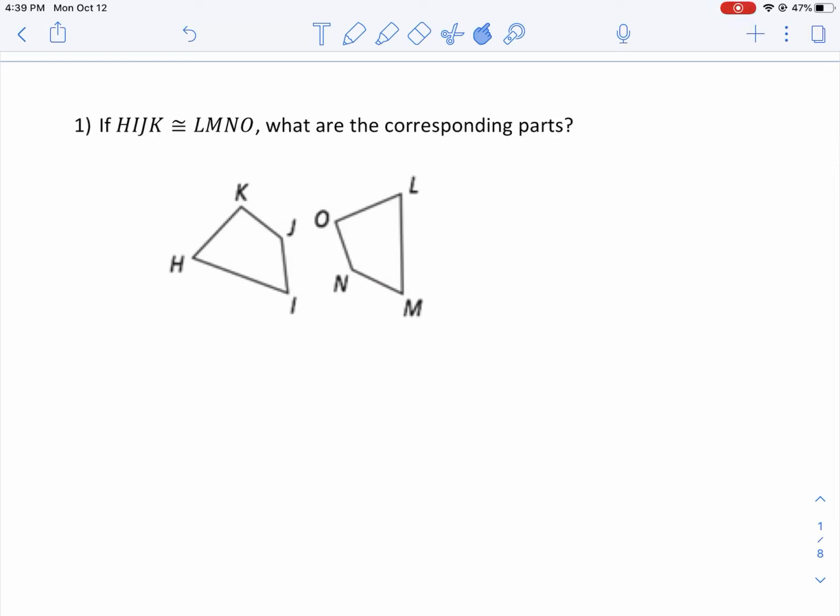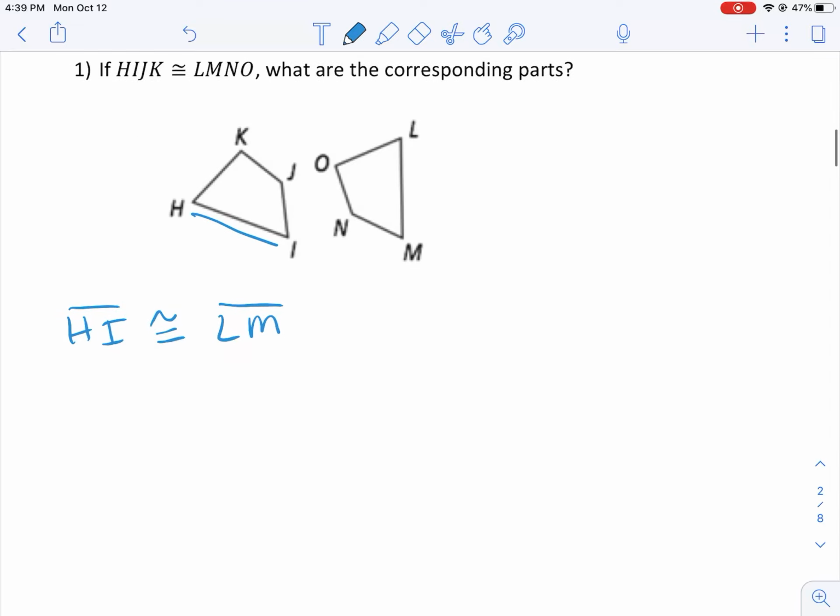So here they're giving us a congruence statement. So they're kind of telling us which letters match up with which. Well, if this is saying that H matches with L and I matches with M, for example, then I know that segment HI must be congruent to segment LM. And so even though these are kind of twisted and turned, I'm using the congruence statement to help me match those up. Well, there are four sides of these polygons, so there should be four sides that correspond and that I can say are congruent.